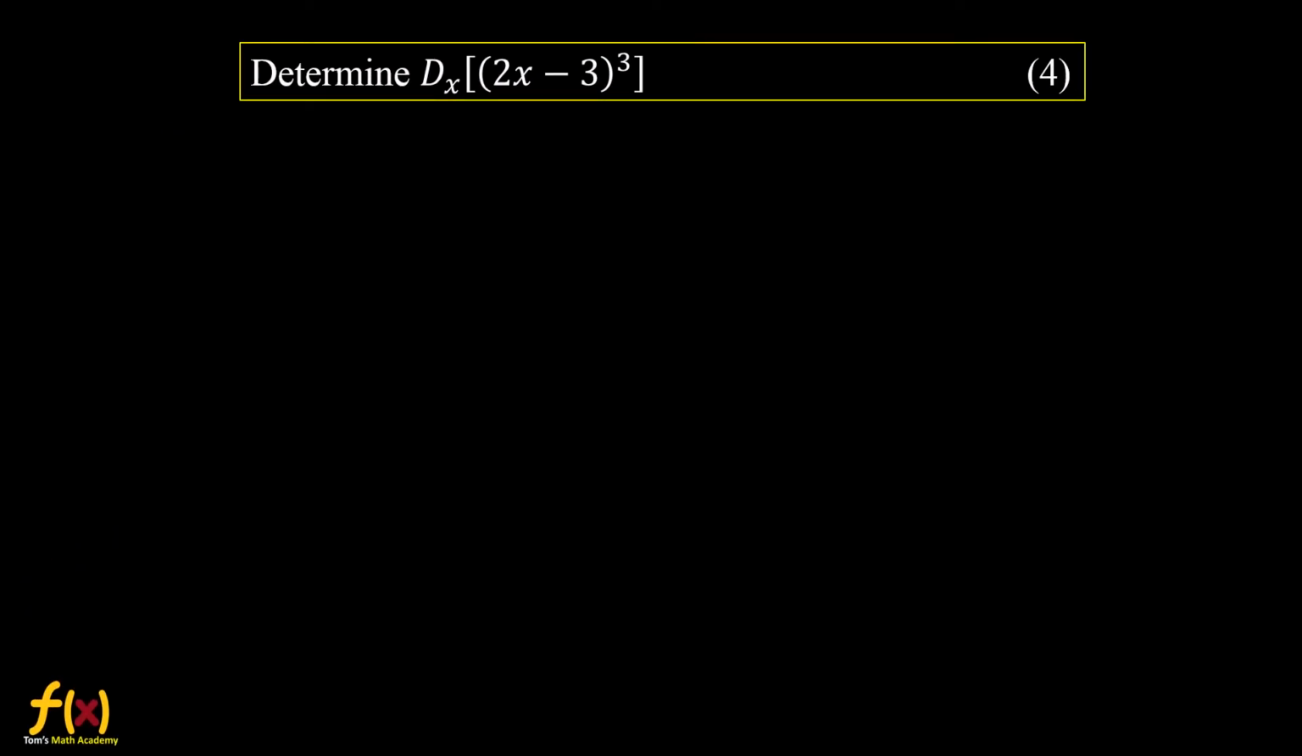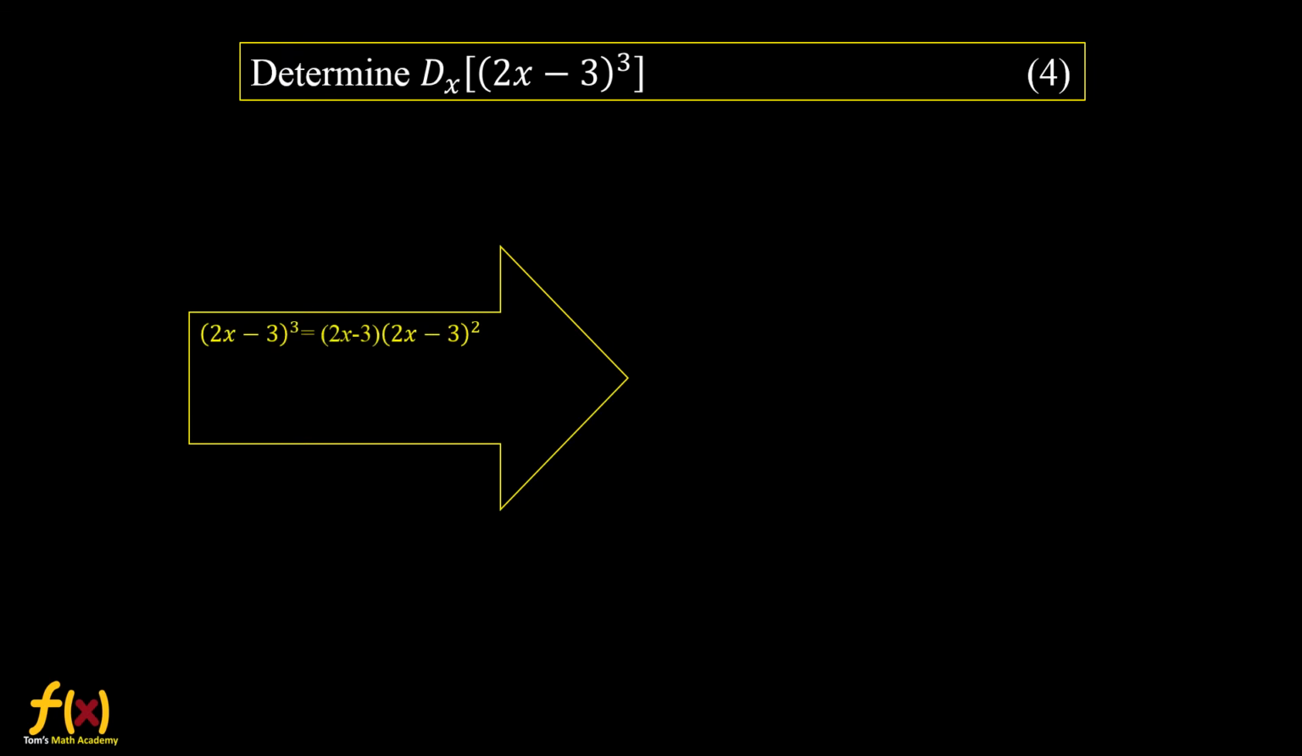Determine d by dx of, another notation for the derivative, d by dx of 2x minus 3 whole cube. Again, we come to a whole cube here. We have seen the derivatives before, but I'm just explaining it once more, how to get the cube. If you don't remember the shortcut expansion method, we do it very carefully.